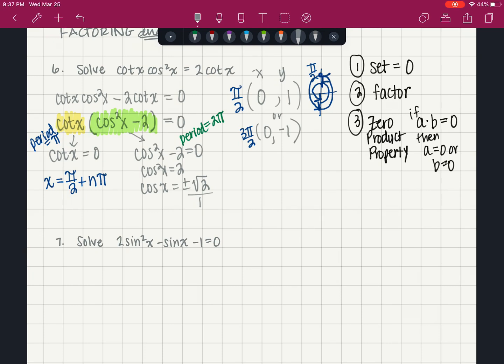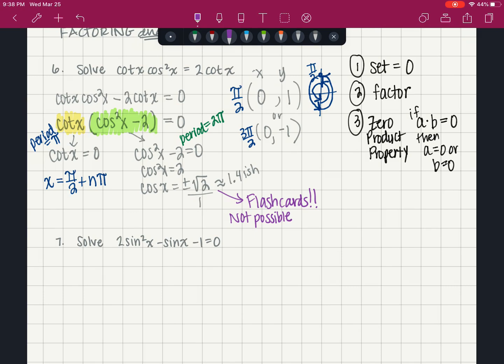The square root of 2 is about 1.4-ish. This is where you want to know your flashcards. So if you took a break from your flashcards, you need to break those bad boys out and you need to look at them again. Your flashcards are critical here. This right here, the cosine of x equaling square root of 2, is not possible.